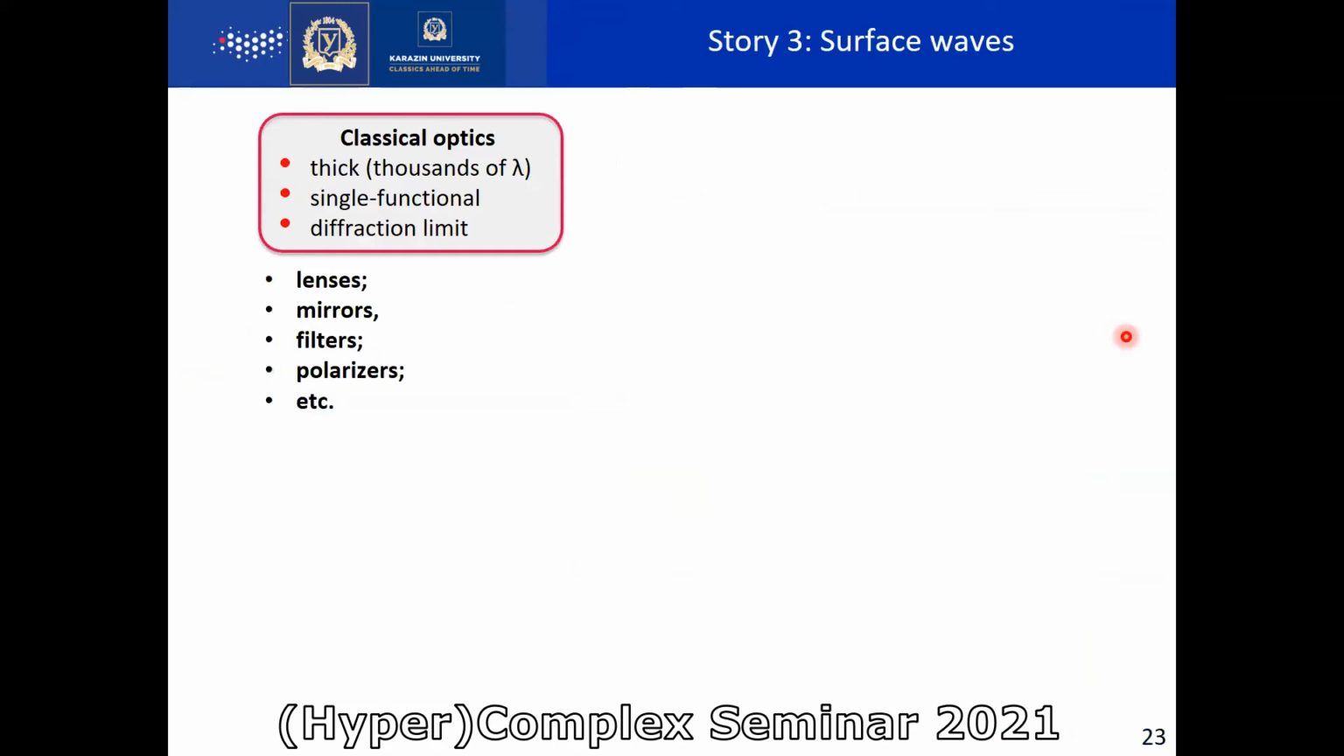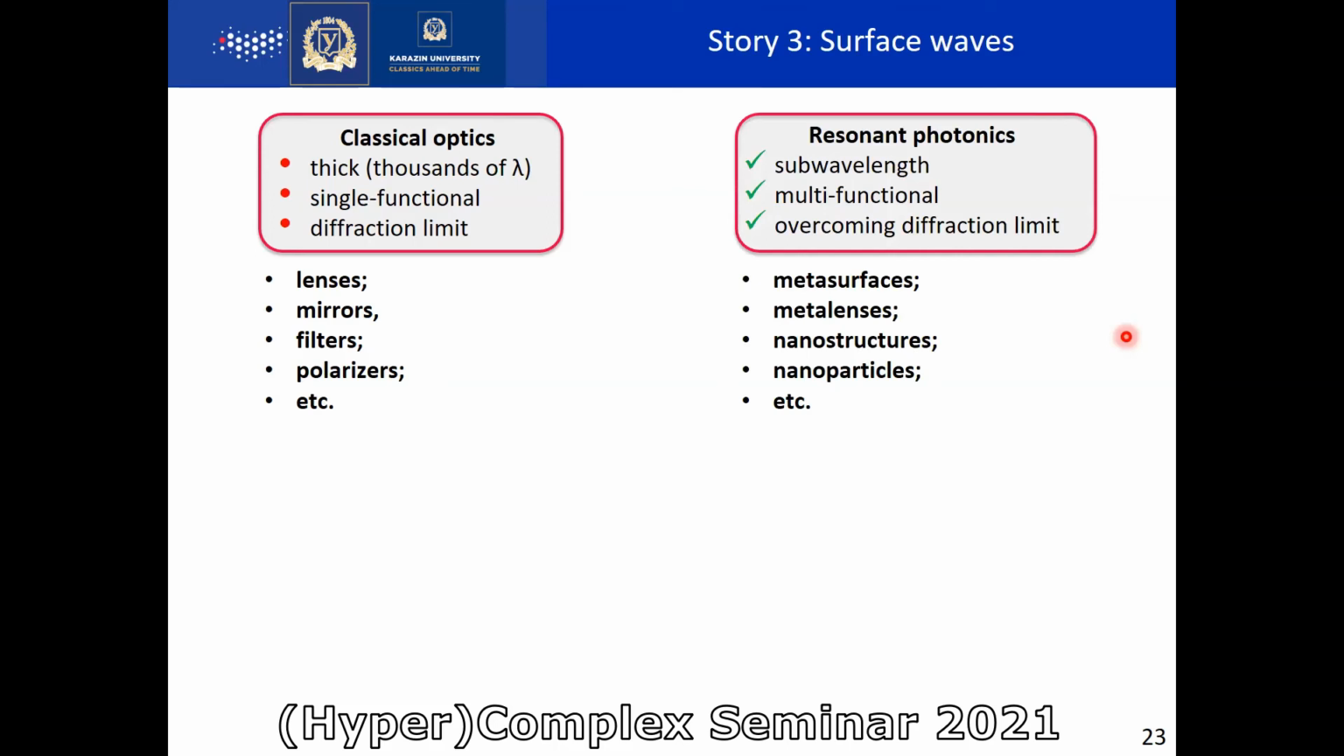And the last part is devoted to my major area of research, the study of surface waves in two-dimensional systems and structures. Why do we need to do it? Because classical optical devices such as lenses, mirrors, filters, polarizers become too thick, bulky, and fundamentally limited. It emphasizes the emergence of resonant photonics, which uses structures much thinner than the wavelength, multifunctional structures which can overcome some fundamental limits, such as, for instance, the diffraction limit, by using evanescent fields.